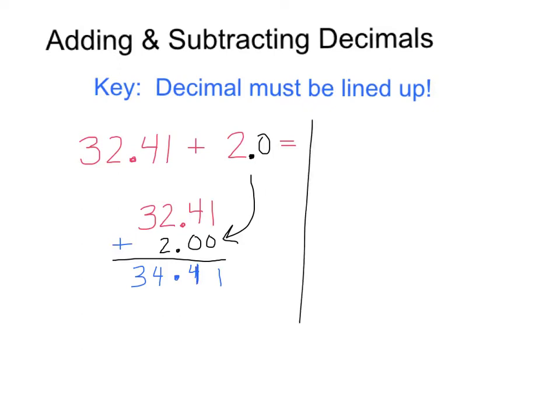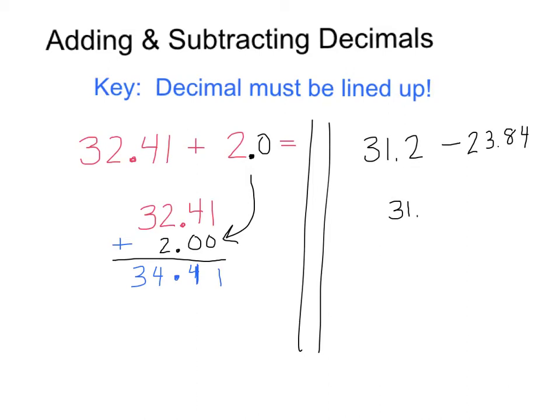If, for example, I have subtraction and I want to know what 31.2 minus, let's say, 23.84 is. Once again, I'm going to choose to set this up vertically. I'm going to put the 31 and 2/10 here. And then the 23.84, I need to begin with the decimal point lined up. So the 3 would go here in the ones place, the 2 would go in the tens place, and then 84 would follow. Now here, I'm dealing with subtraction.